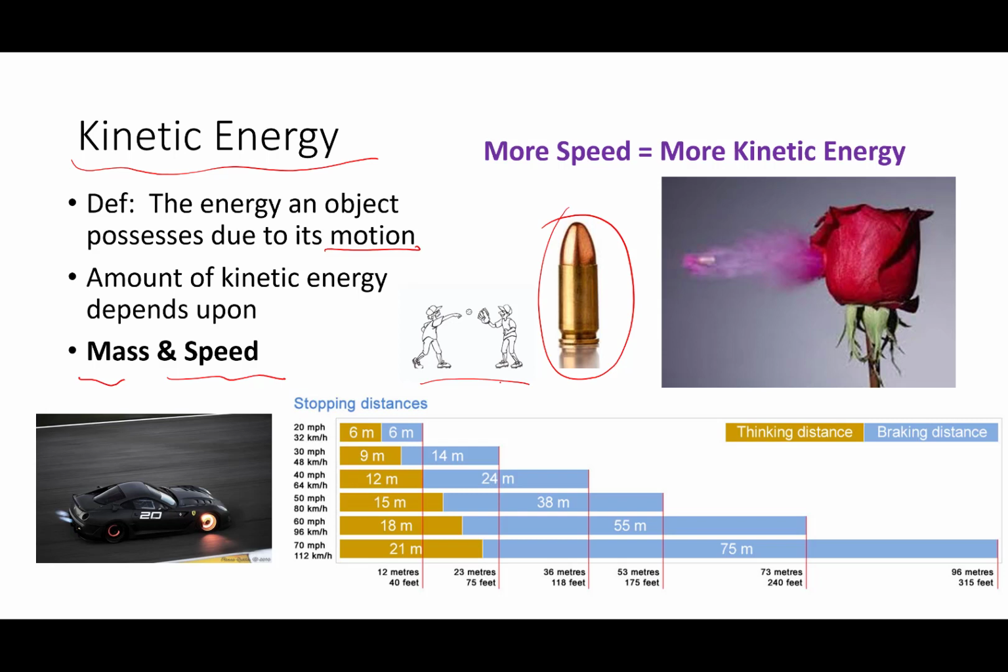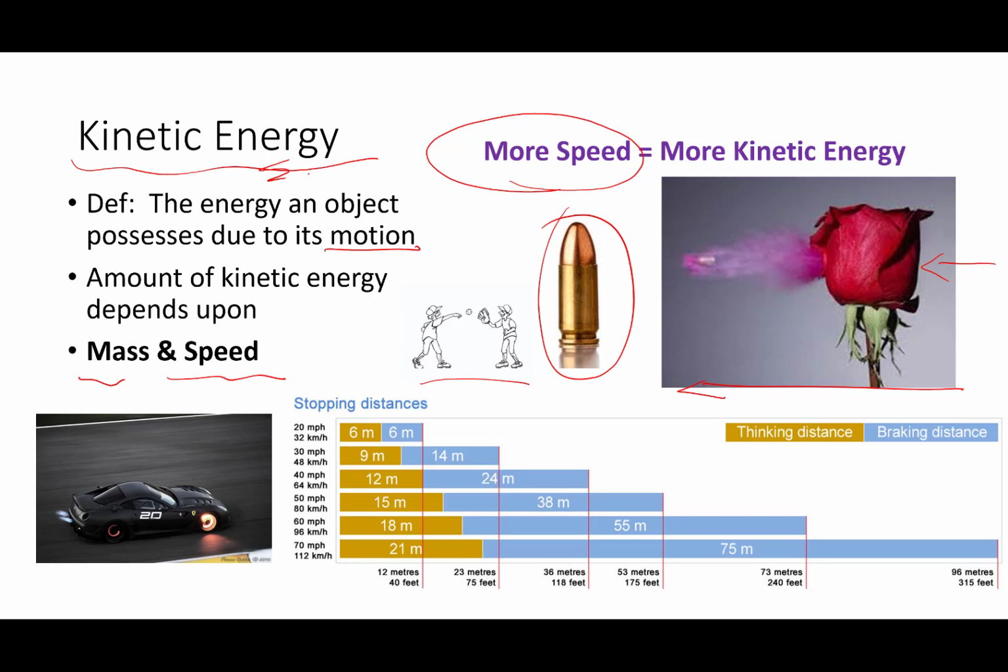But if that same small, low mass projectile is shot with a very high velocity, it could do a lot of damage to the rose and it could do damage to other things. So speed is a component to the amount of energy that an object can have.